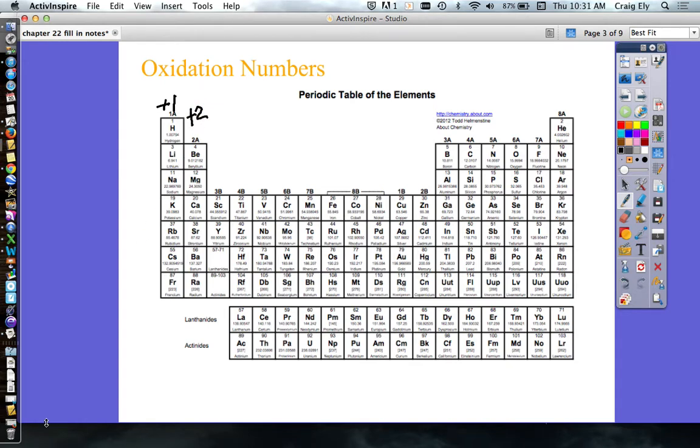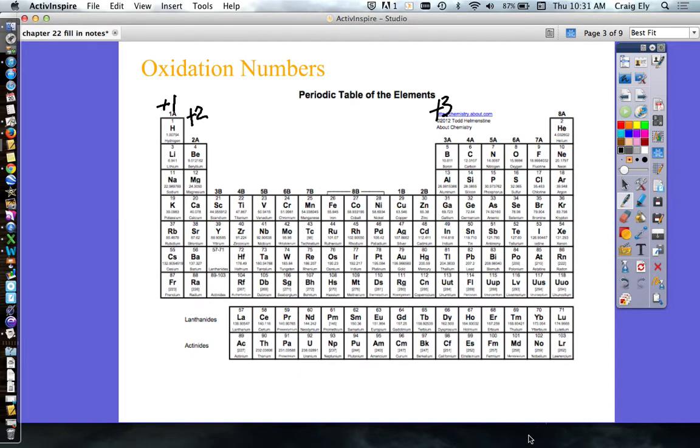So I can already bet that you can see what's going to happen here with the pattern. So remember, the transition metals follow some different rules, so we'll skip over that. So the boron group, group 13, has 3 valence electrons. So they're going to get rid of those 3 electrons, so they will have a +3 charge.